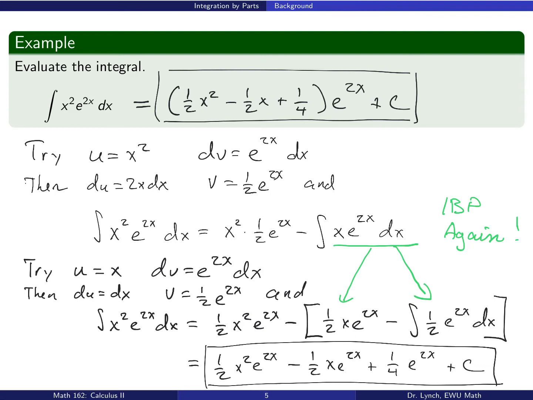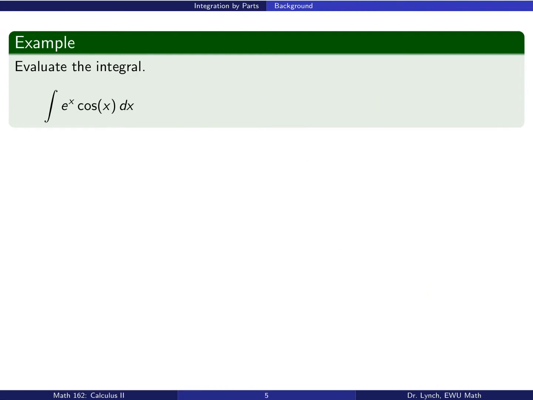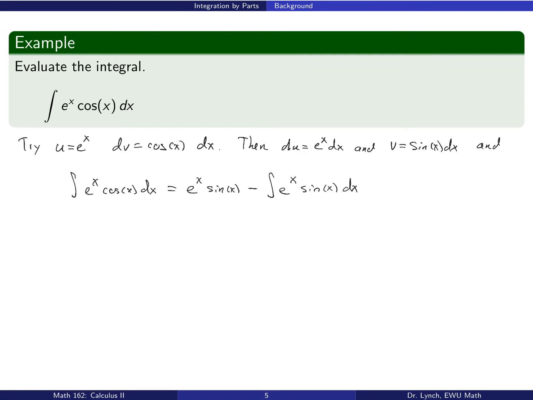Okay, one more example. Here's another example, the integral of e to the x cosine x dx. So we'll go ahead and use integration by parts, just like we did before. So here's one application of integration by parts to this integral with u equal to e to the x and dv equal cosine x dx.